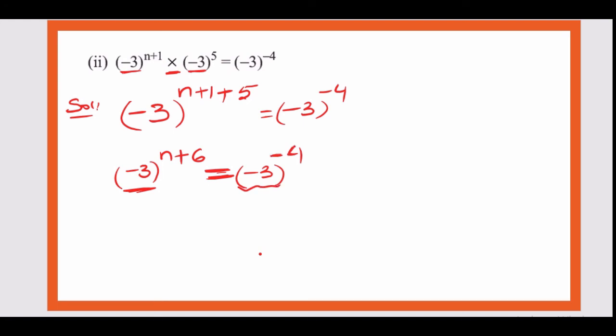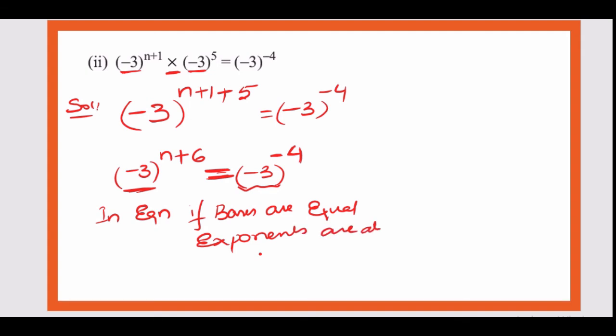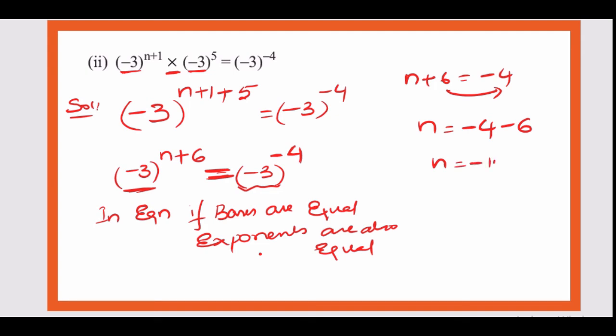So whenever the bases are equal, exponents are also equal. So what we can say? In an equation, if bases are equal, exponents are also equal. So from this what can I say? n plus 6 is equal to minus 4. So transposing the 6, n is equal to minus 10. So the answer is n is equal to minus 10, right?